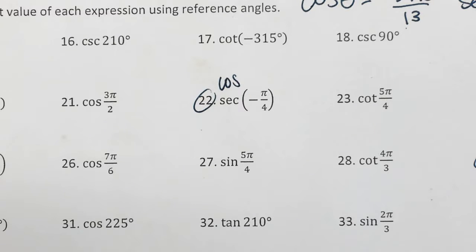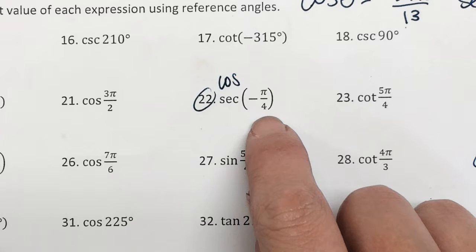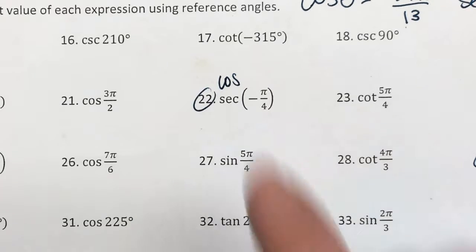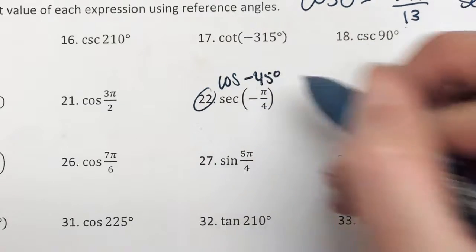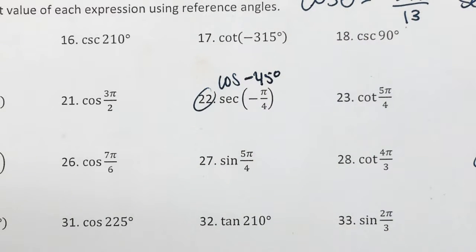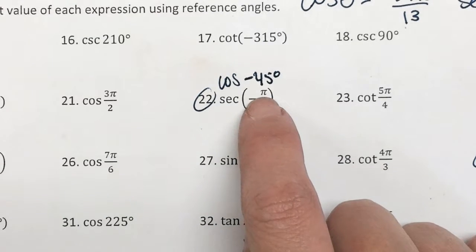What is negative 180 divided by 4? Negative 45. Good. Alright, to find its reference angle, first of all, this angle has to be positive. Okay? How can I change negative 45 and find the positive degree? Do y'all remember?